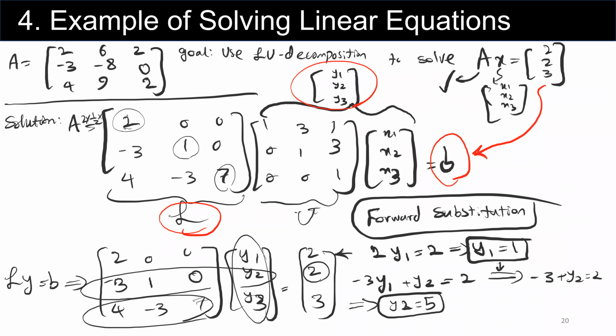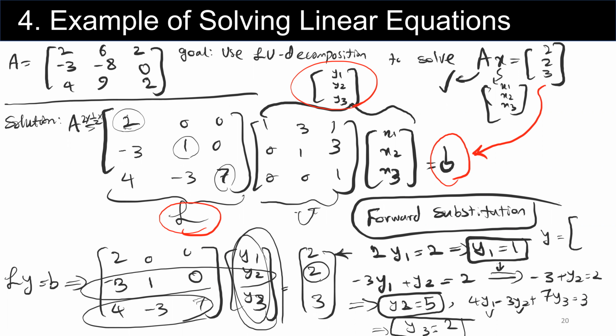Let's consider the third row and this column. So we have 4 y sub 1 minus 3 y sub 2 plus 7 y sub 3 is equal to 3. And we already have the values for both y sub 1 and y sub 2. So y sub 3 in this case is going to be equal to 2. So we have y equal to 1, 5, 2. Okay, keep this in mind, and we know that Ux is equal to y.